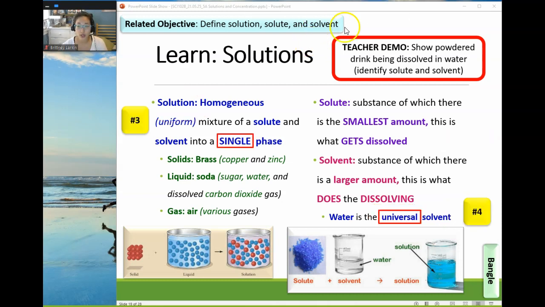This is going to be the answers to number 3 and 4. Go ahead and fill in the blank for number 3 with the word single. Capitalization does not matter, but spelling does. And then number 4, fill in the blank with the word universal, only the word universal. Go ahead and pause the video and continue playing when you're ready.